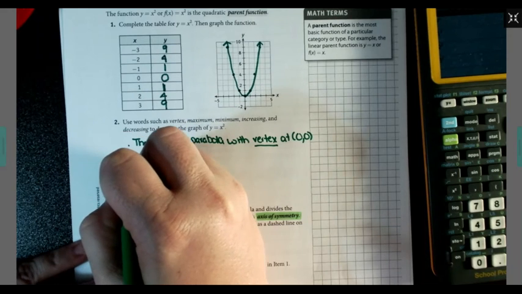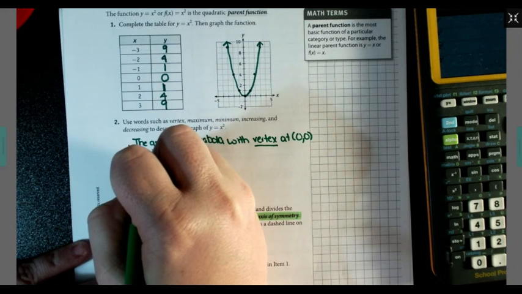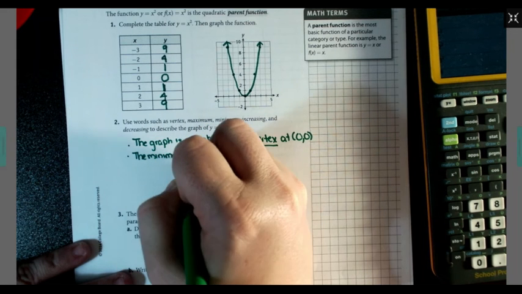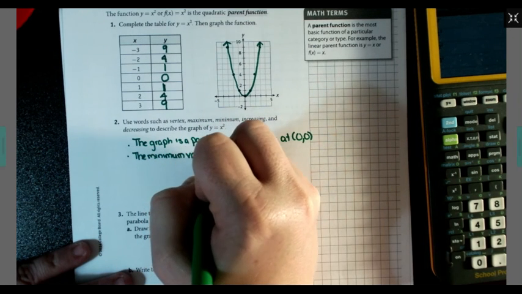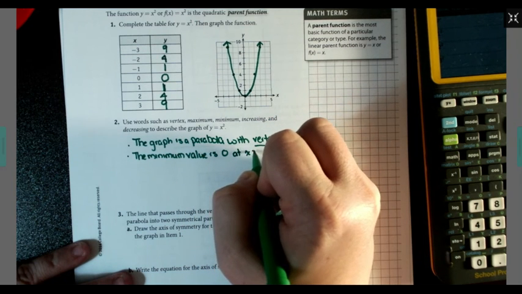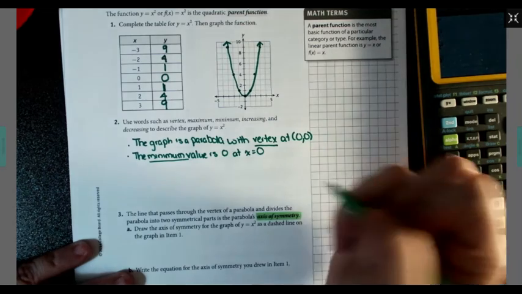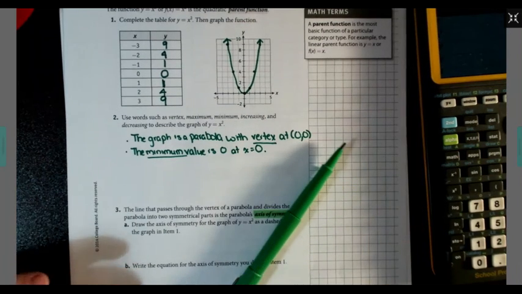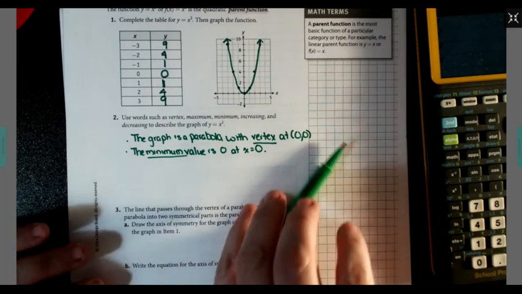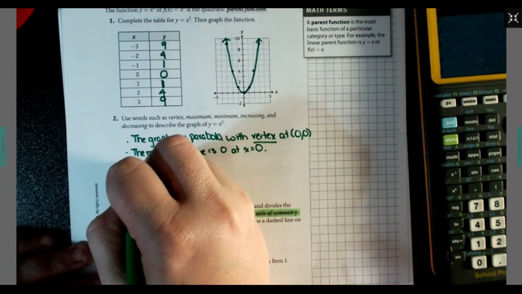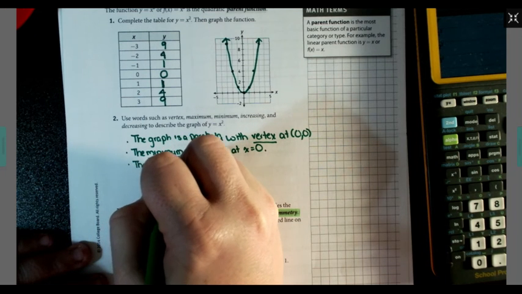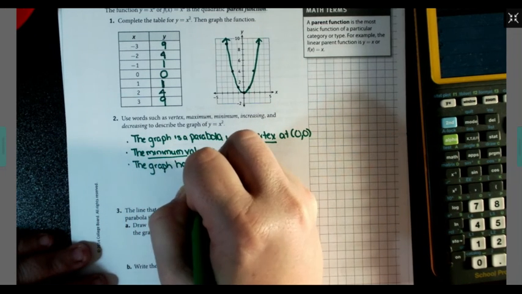We could say things like the minimum value is 0 at x equals 0. Use that word. We could say the graph has no maximum value.